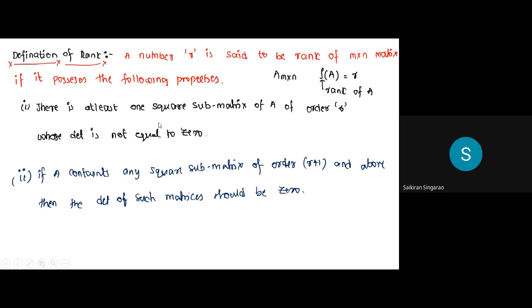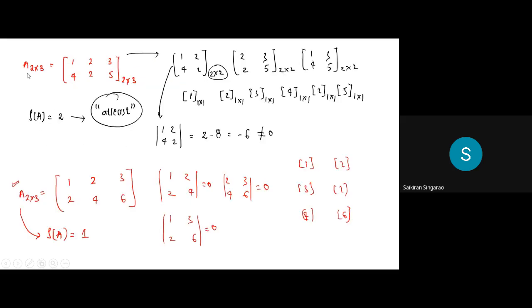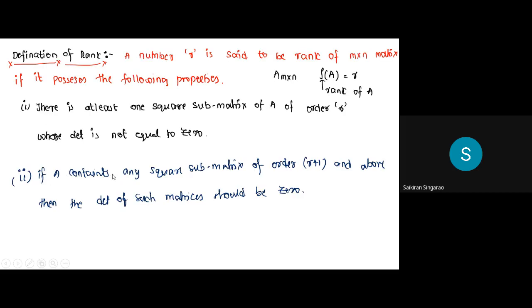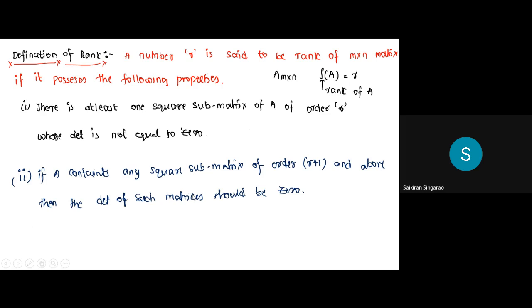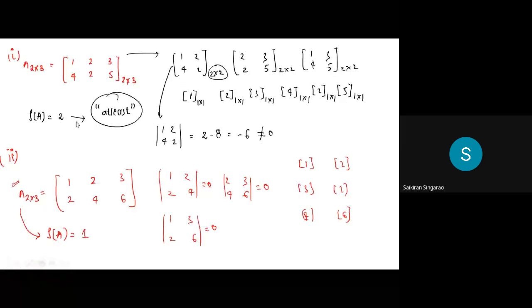There is at least one square submatrix of A of order R whose determinant is not equal to 0. In the first example, where I have taken this as the matrix A, I formed all 2 cross 2 submatrices and at least one 2 cross 2 determinant was not 0. And I read the second point. What was the second point? If A contains any square submatrix of order R plus 1 and above, is R plus 1, 2 plus 1, 3 cross 3 possible? No. In this first example, 3 cross 3 is not possible, sir. So the second point is not valid for this first example. So I declared the rank is 2 here.